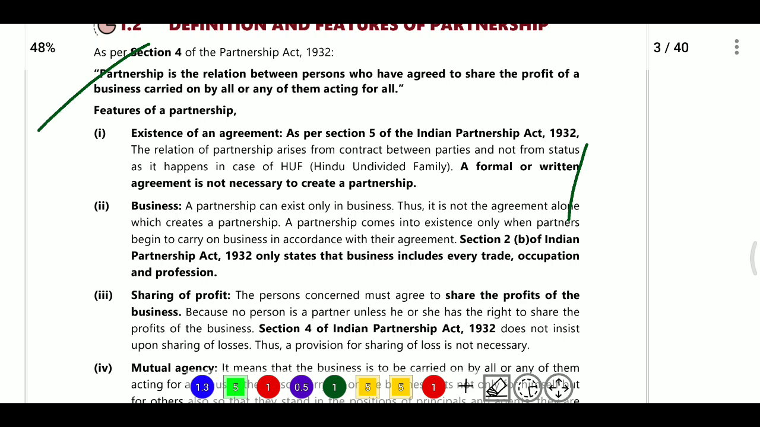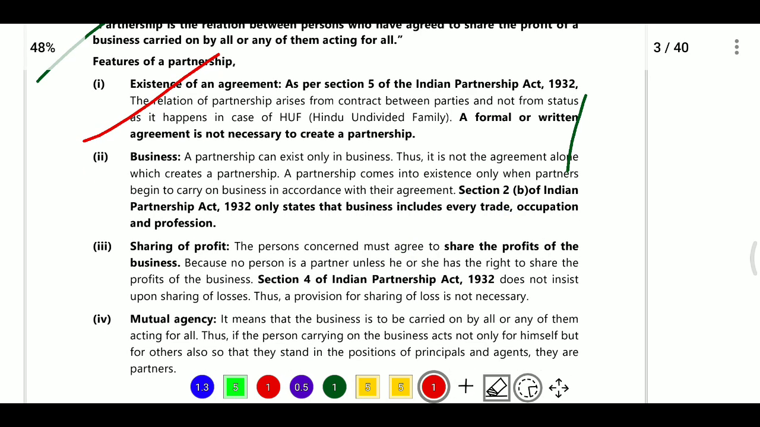Now, existence of agreement means, as per Section 5 of the Indian Partnership Act 1932, the relationship of partnership arises from contract between parties and not from status, as happens in the case of HUF. Normally in the case of HUF, the persons existing in that family by birth get the right. But here we require some contract. A contract may be formal or written. The agreement is not necessarily required to be in writing.